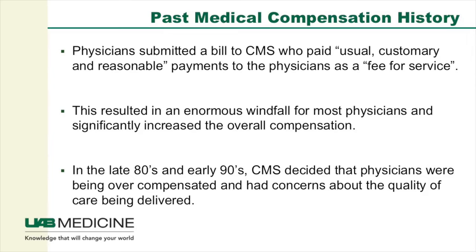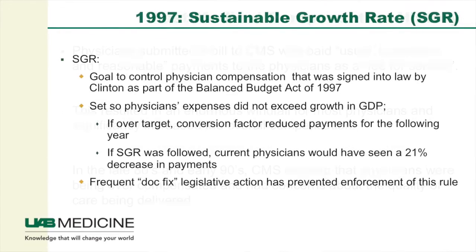In the late 80s and the early 90s, CMS and other payers decided that physicians may be overcompensated and had concerns about the quality of care that was being delivered. In 1997, Congress created, and Bill Clinton signed into law, something called the sustainable growth rate. You as a physician heard this from the AMA and all the other organizations as something that needed to go away because a doc fix needed to be put into place. The way the sustainable growth rate worked was that it set physician expenses or payments based on a target. That target was the GDP. If we were over target, there was a conversion factor that lowered physician compensation.